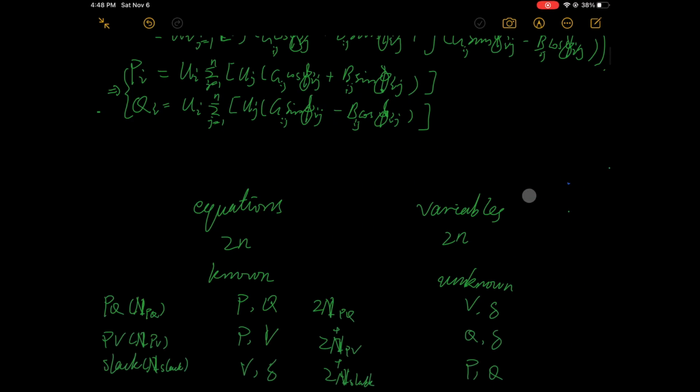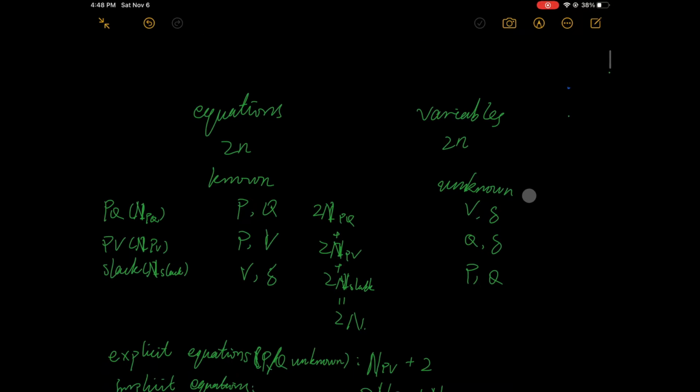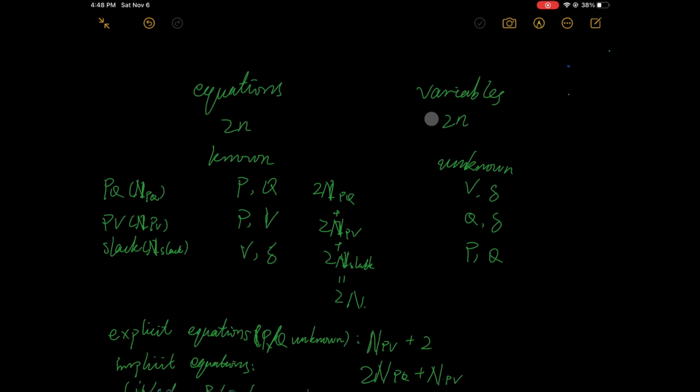When we solve the power flow problem, if we have n nodes, then we have 2n equations, P and Q for each node. For each node, there are two unknown variables, so there are 2n variables in total, which is exactly the number of equations, so this is solvable. Let's look into the details further.